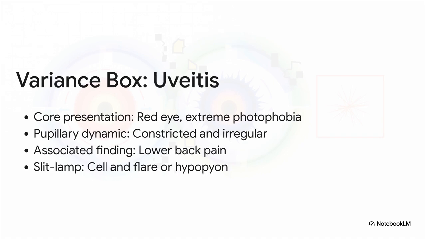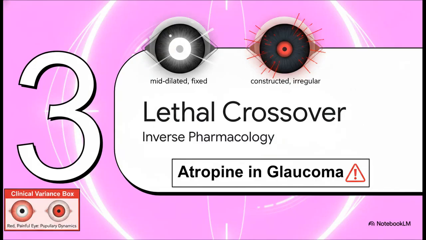So, looking at our second clinical variance box, it isolates the red, painful eye, but this time it's tied to a strictly miotic pupil and extreme photophobia. Because the underlying mechanism here is inflammatory adhesion and not mechanical pressure, it demands a completely 100% opposite therapeutic approach. And that leads us right into Module 3, the lethal pharmacologic crossover, where we navigate inverse pharmacology.